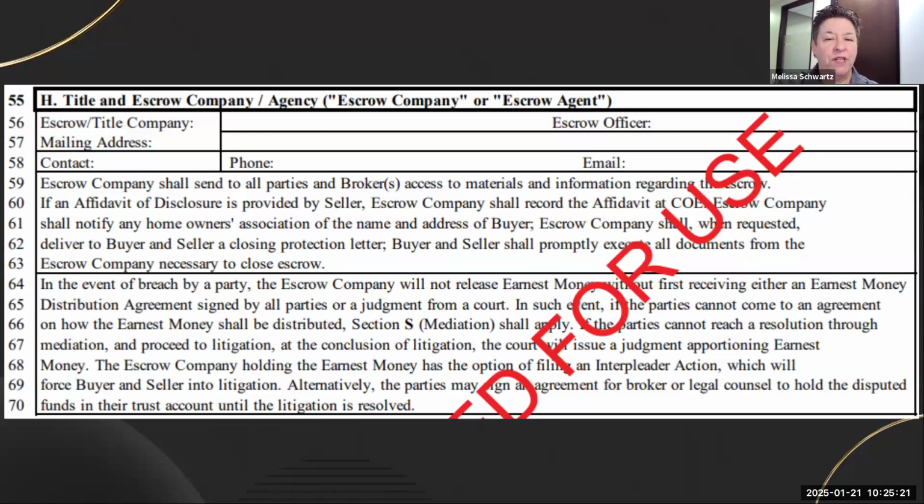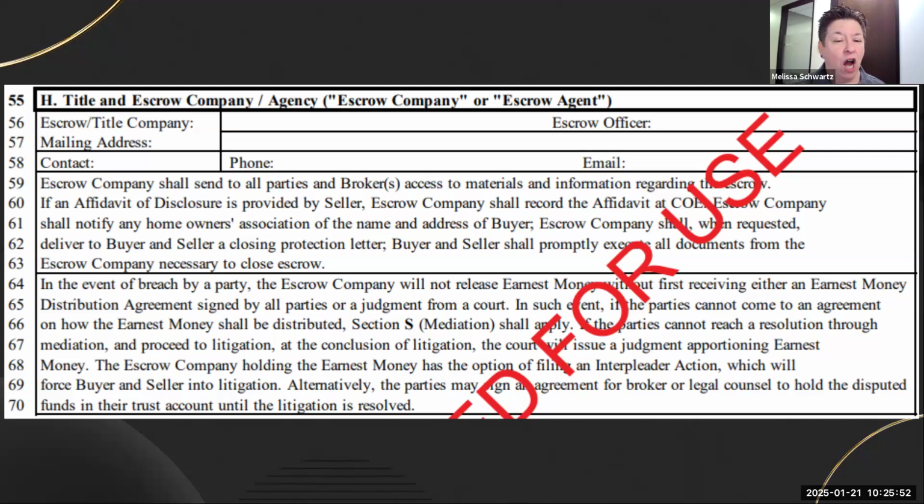Title and escrow companies. So this is actually detailing, once again, used to be in our contracts, escrow officers' names. We went away from that years ago. And do you remember, Roberta, the reason we went away from that? Because what happens if that escrow officer leaves that company in the middle of the transaction? Your contract says it's with that person. So they moved away from having that on there, but it's still there, or it's back in here.